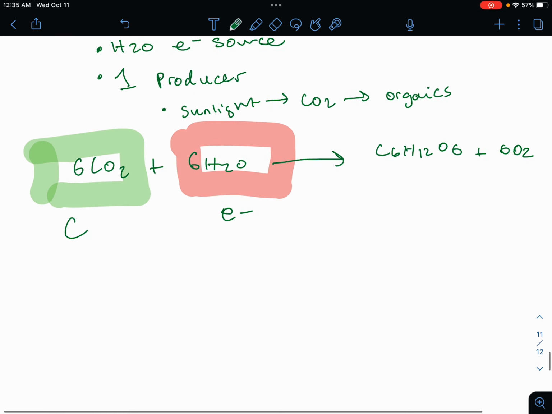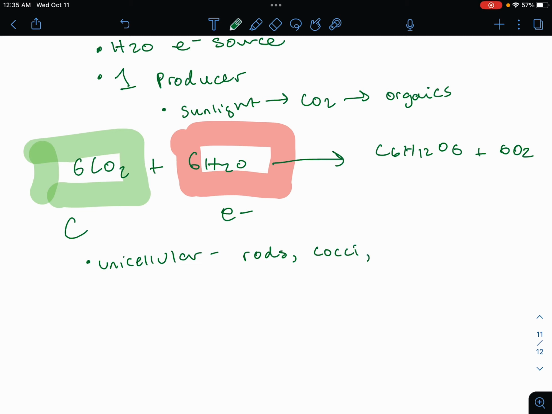We could have unicellular ones as rods, cocci, or spirals, not spheres. Sorry about that, I'm trying to read my handwriting and I messed up here. They're technically spheres because they're cells, but no. We also have multicellular forms called trichomes.